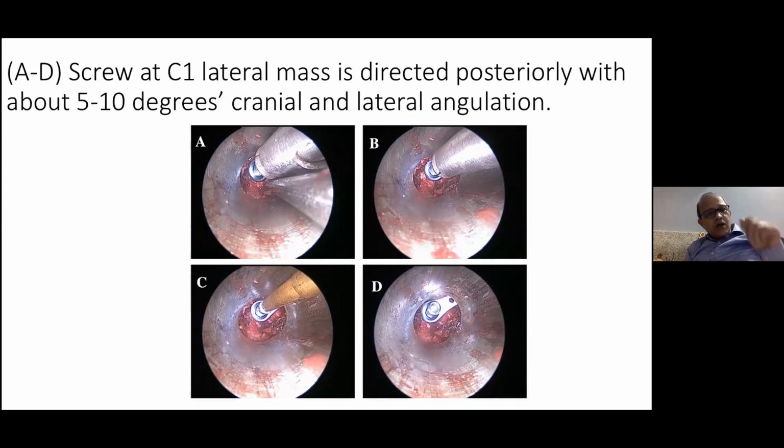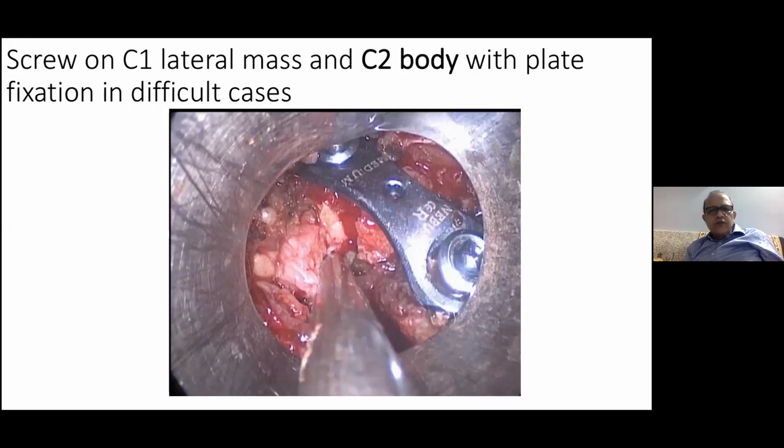Because in one case, we had the screw going into the posterior fossa. If angulated cranially, it can go. It was a larger screw, and the preoperative radiology did not suggest it. The screw was slightly in the posterior fossa. So that should be prevented. The screw in the C1 lateral mass body, yeah.